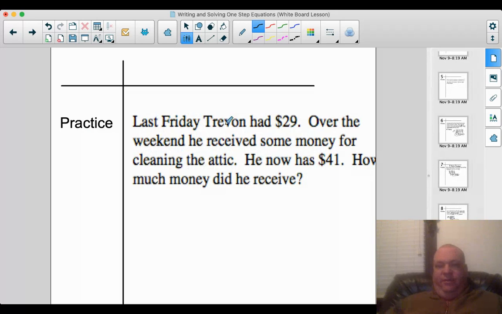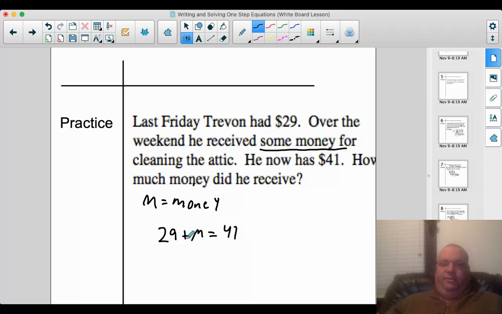All right, let's look at one more. Last Friday, Trayvon had $29. Over the weekend, he received some money. Doesn't say how much. For cleaning the attic, he now has $41. So how much money did he receive? Okay. So again, this is what I want to know, how much money. So I'm going to say M equals money. I have in mind specifically, that means the money he earned for cleaning the attic. Okay. Well, he had $29 to start. He added some amount of money, and he now has $41.